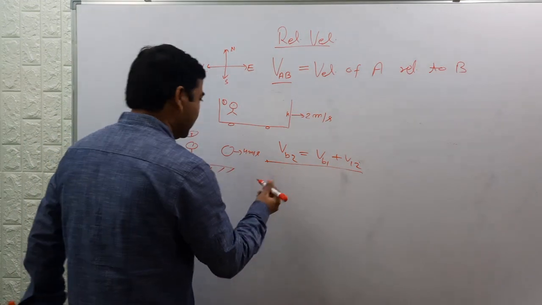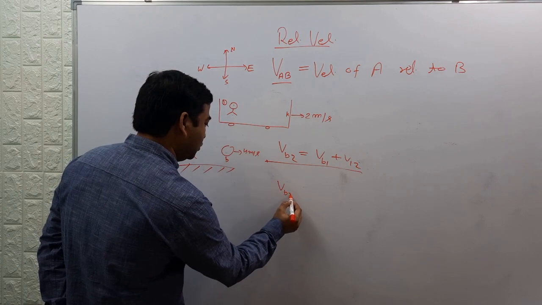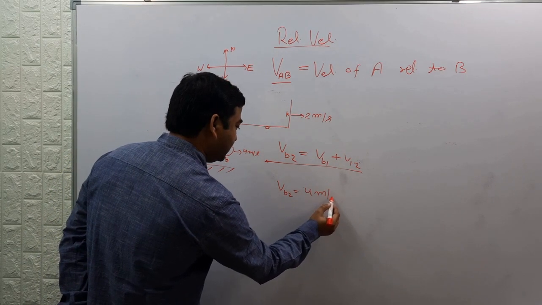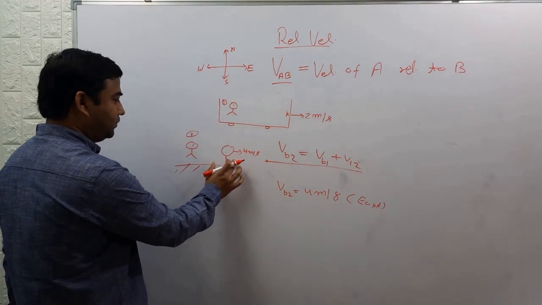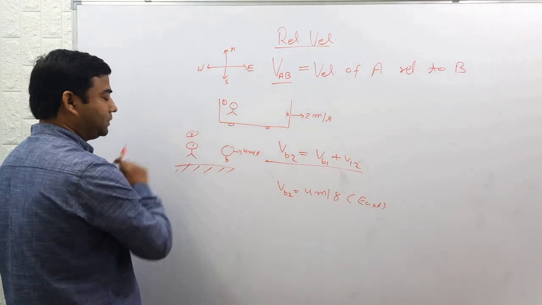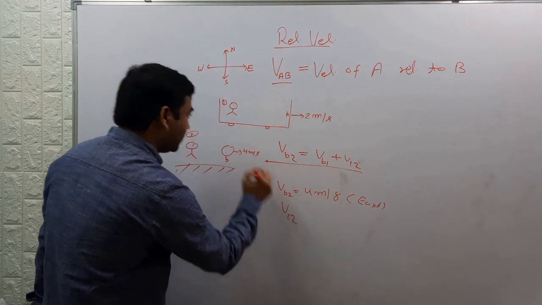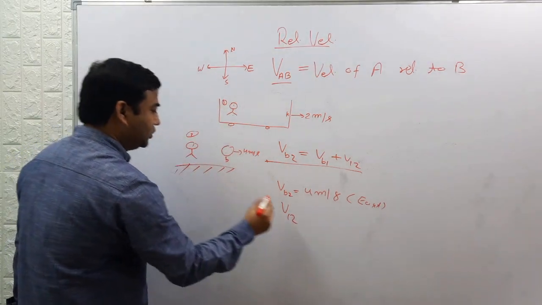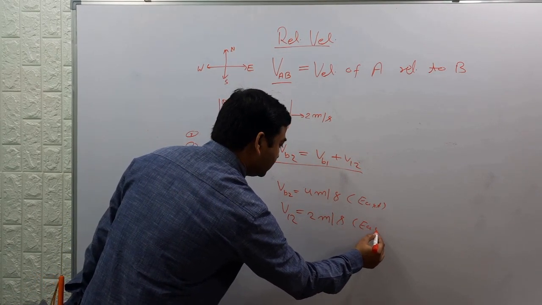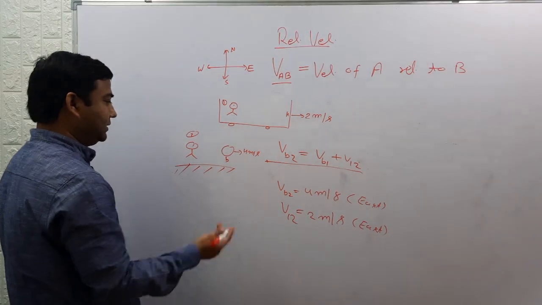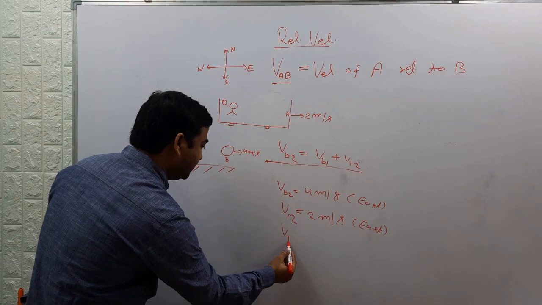So just see what we have given. V ball, V2, is equal to 4 meter per second, that is given eastward. This is the given VB2, ball velocity with respect to observer 2. V12, velocity of 1 with respect to 2, is 2 meter per second eastward. What we have to find? Velocity of the ball with respect to observer 1, that is VB1.